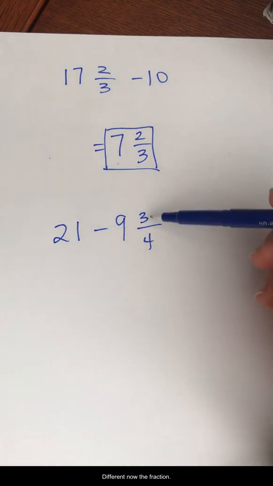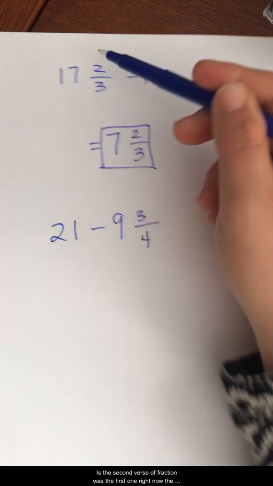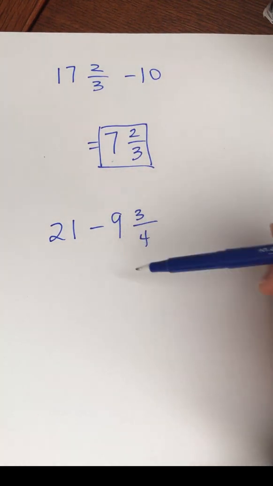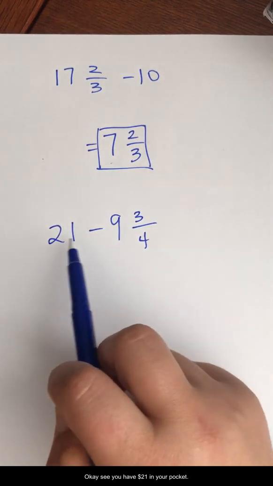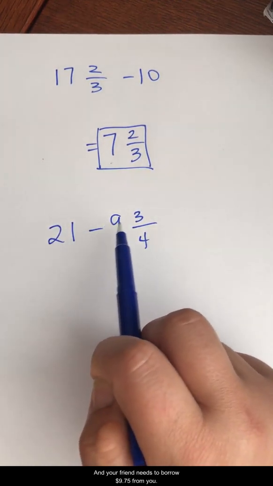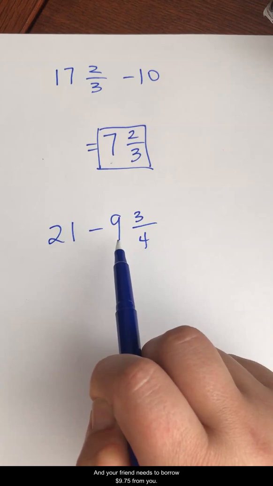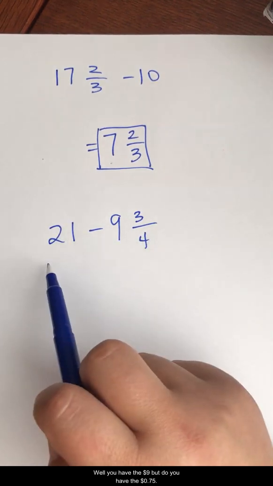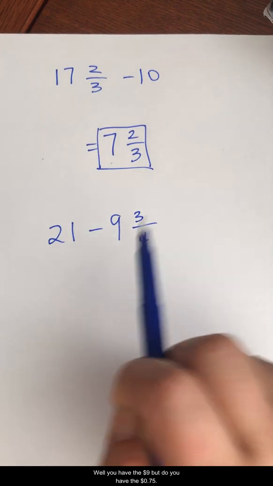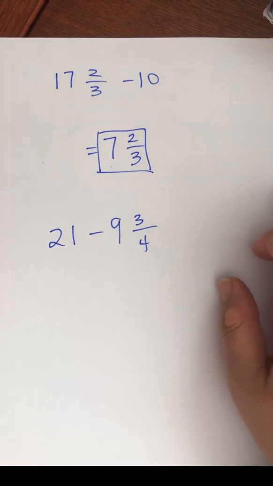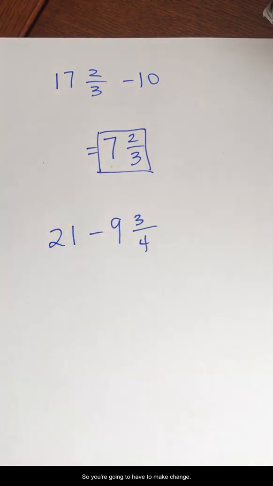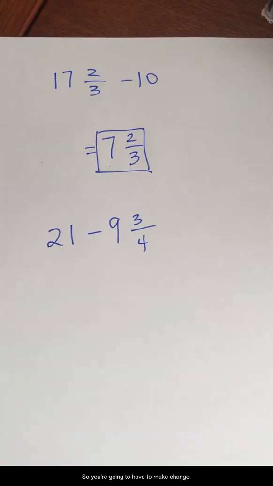Different now. Now the fraction is the second. First the fraction was the first one, right? Now the fraction is the second number. Okay, so you have $21 in your pocket, and your friend needs to borrow $9.75 from you. Well, you have the $9, but do you have the 75 cents? No, right? So you're going to have to make change.